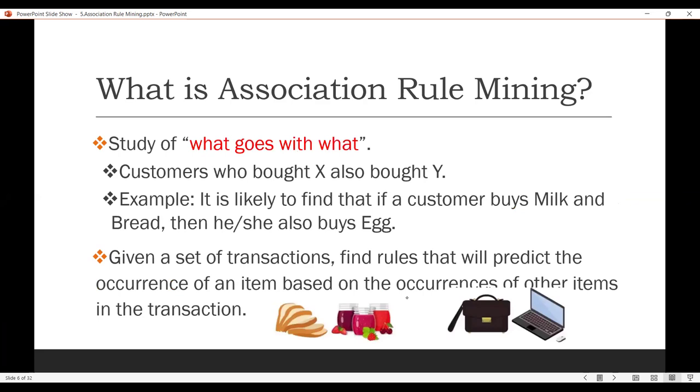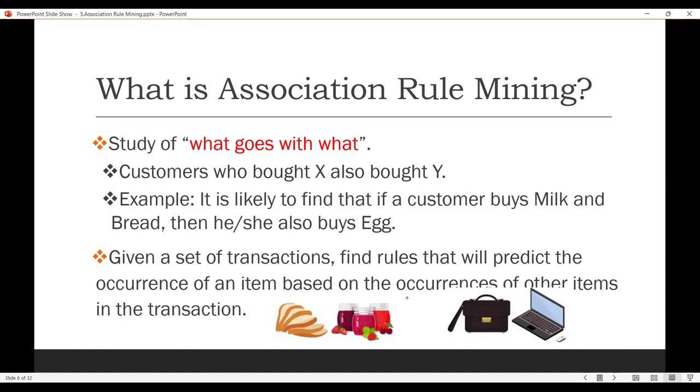Now, association rule mining is a study of what goes with what. If someone purchases this, what product do they purchase next? If a customer purchases a product X, then the customer also purchases the product Y. Those combinations are patterns. That combination is what we call association rule mining.